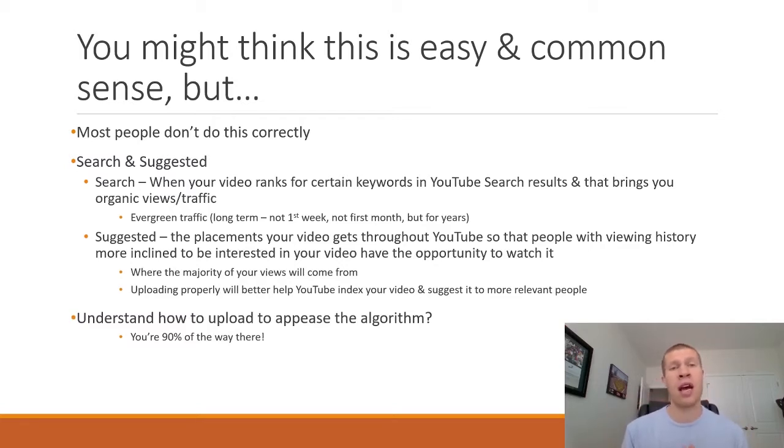So suggested is obviously the placements that your video gets throughout YouTube so that people with a viewing history more inclined to be interested in that particular video have the opportunity to watch it, right? Before we get into the 2 points I want to touch on here is YouTube is a business, right? And YouTube's main goal is to keep people on the platform watching longer so that they can serve them more ads and make more money. It's really, really simple, right?